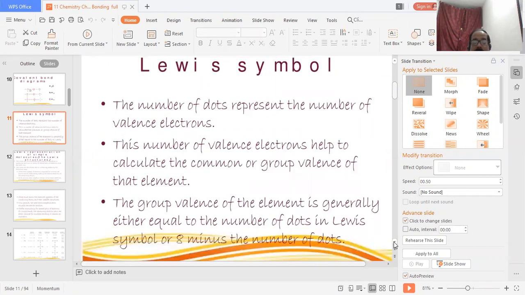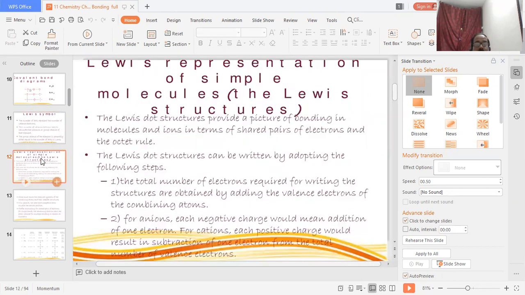The group valence of an element is generally either equal to the number of dots in the Lewis symbol, or 8 minus the number of dots. And Lewis representation of ions and simple molecules, the Lewis structure. The Lewis dot structure provides a picture of bonding in molecules and ions in terms of shared pairs of electrons and the octet rule.